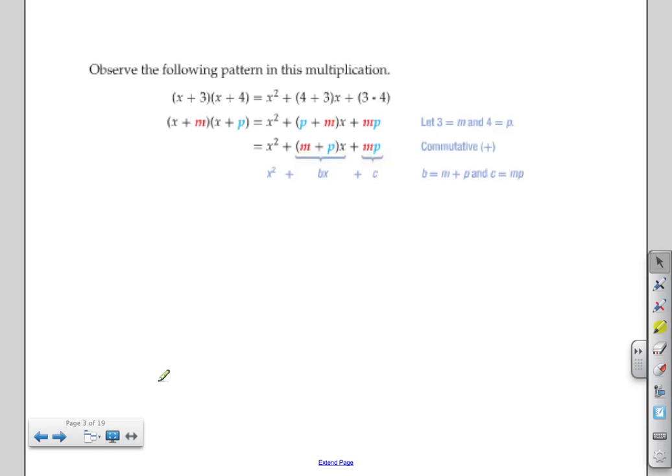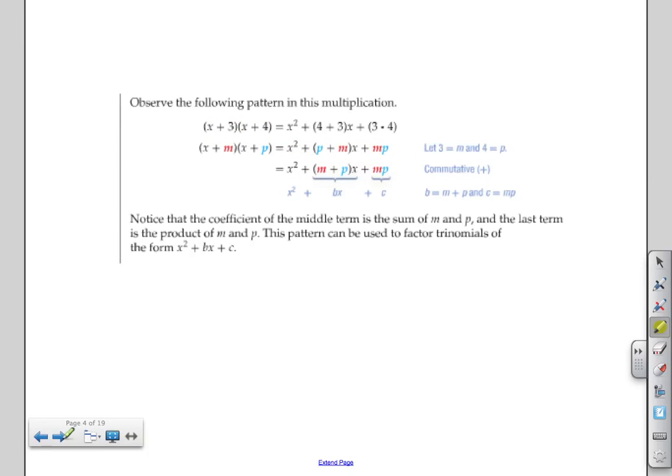Here it just shows us the same information in letters rather than numbers. If we have x plus m times x plus p, we get x squared plus the quantity p plus m times x, plus m times p. So maybe just ignore this slide. It really is about what we talked about in numbers, the example you wrote down in the last slide. This is just the same thing in letters.